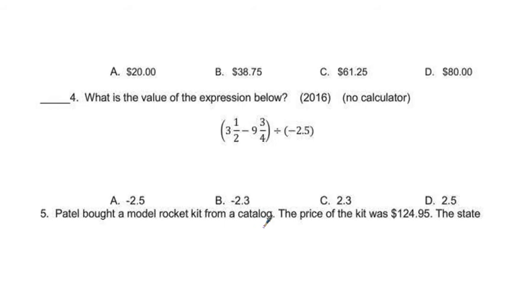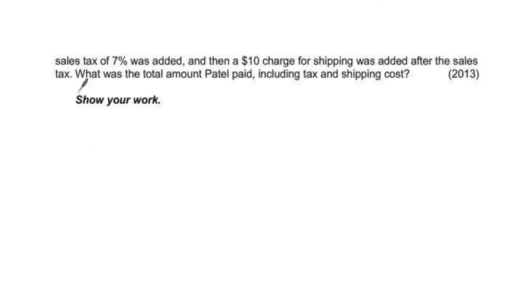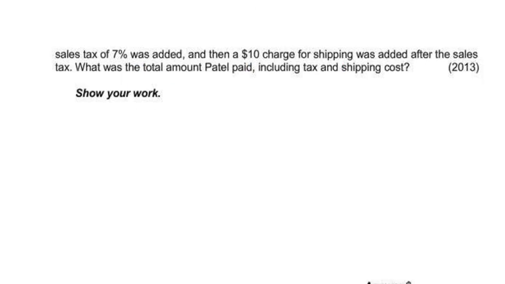Okay, Patel bought a model rocket kit from a catalog. The price of the kit was $124.95. The state tax of 7% was added, then the $10 shipping charge was added after the sales tax. What is the total amount Patel paid, including the shipping cost?